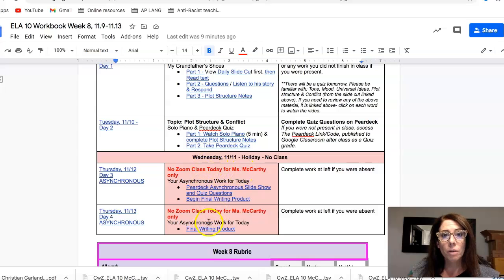We will also have a Pear Deck quiz on Thursday. That is your asynchronous work. That link and that code will be made available to you on Google Classroom Thursday morning.